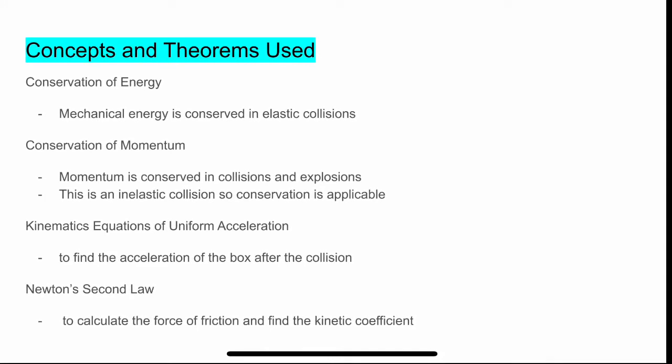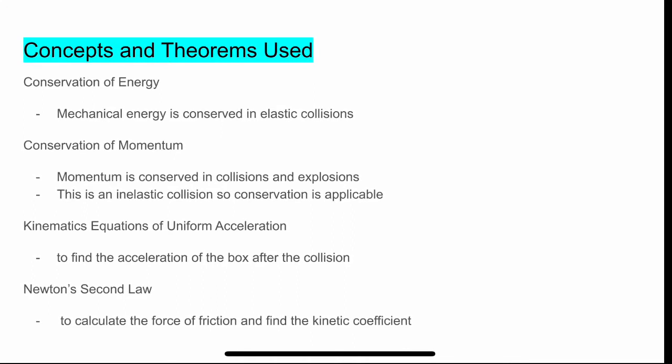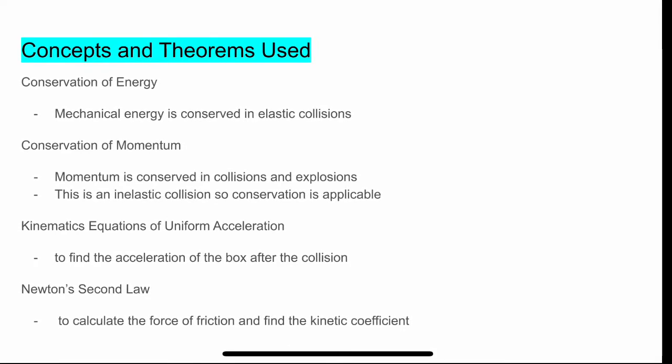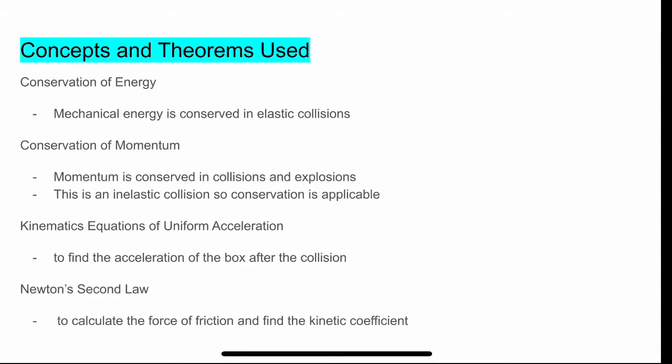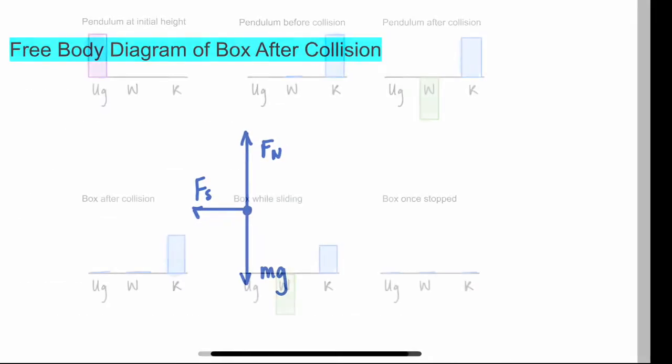First is the conservation of energy. We can use that to find the difference between the potential energy and the kinetic energy right before the pendulum drops, because that is the area where there is no work or frictional force, so we can use it there. Then we have the conservation of momentum, which we can use because it is an inelastic collision. And next we have some kinematics equations, and finally we get to use Newton's second law to determine the force, which will help us determine the coefficient. And then next we have the free body diagram of the box right after the collision, so that's that.